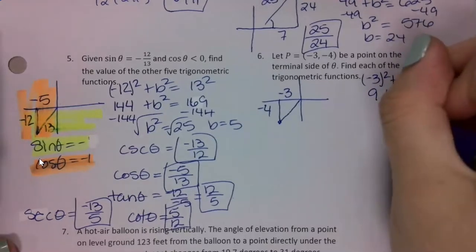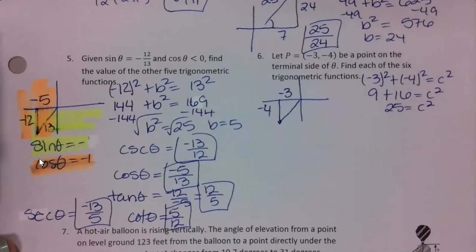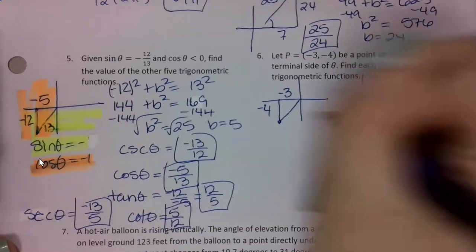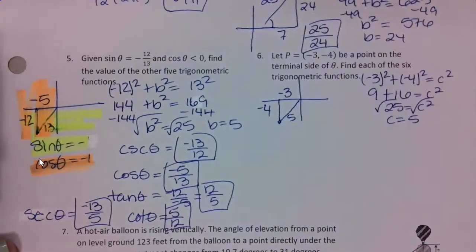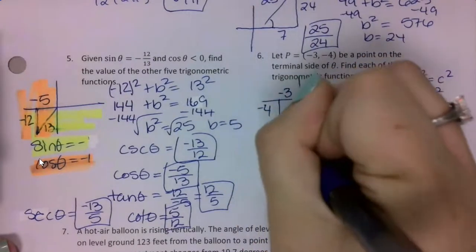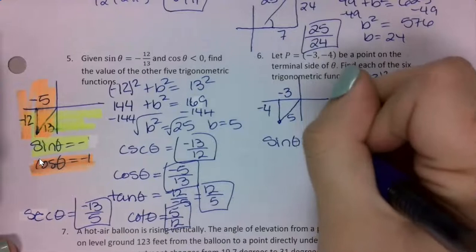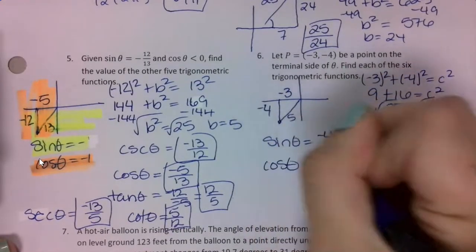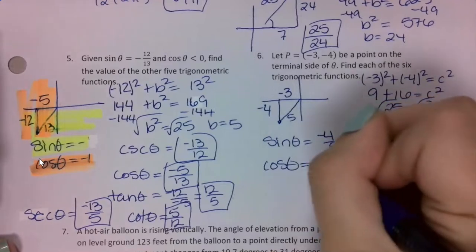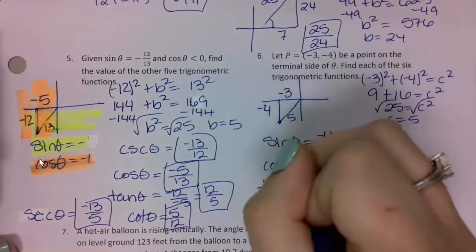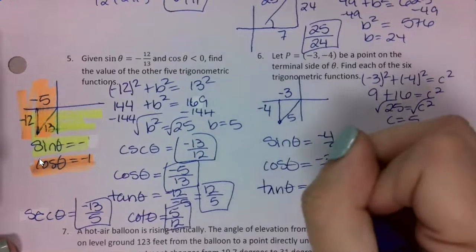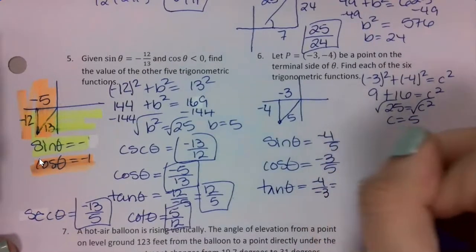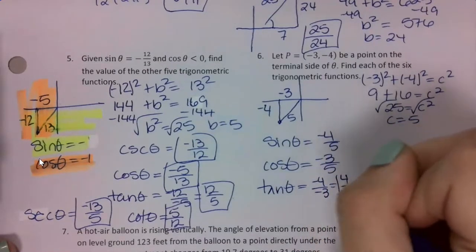9 plus 16 is 25. I want to take the square root of both sides. C is 5. So then I can go ahead and start my trig functions. Sine is opposite over hypotenuse, so negative 4/5. Cosine is adjacent over hypotenuse, negative 3/5. Tangent is opposite over adjacent, negative 4 over negative 3, which simplifies to 4/3.